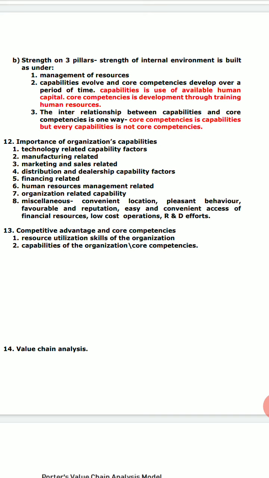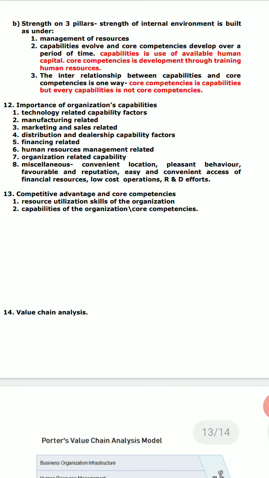Capabilities can be evolved, can be brought out, and core competencies can be sharpened, right? Every capability cannot be a core competency, but a core competency is a capability. That we must understand, right? And there is an interrelationship. So if you want to be competent, if you want to get the competitive advantage, it is the core competencies that have to be sharpened, right?